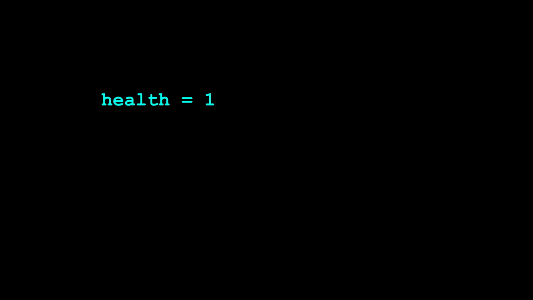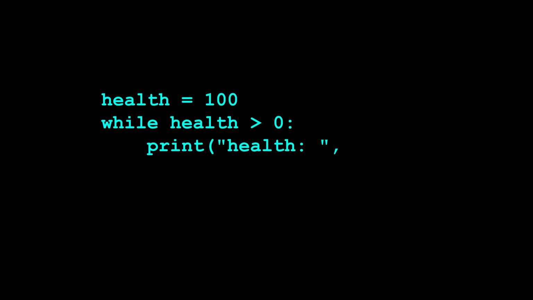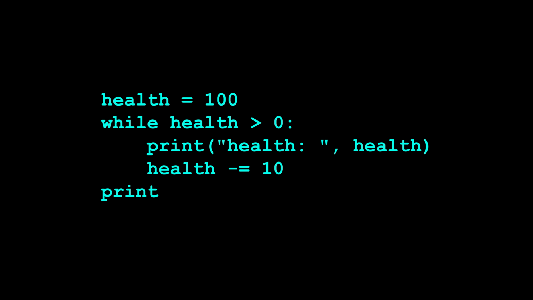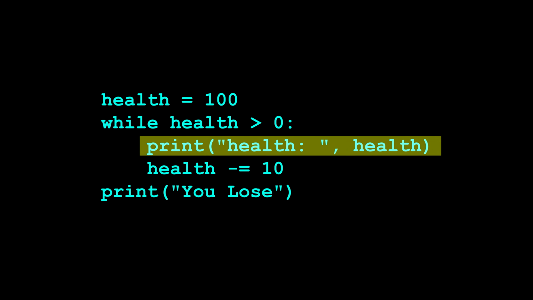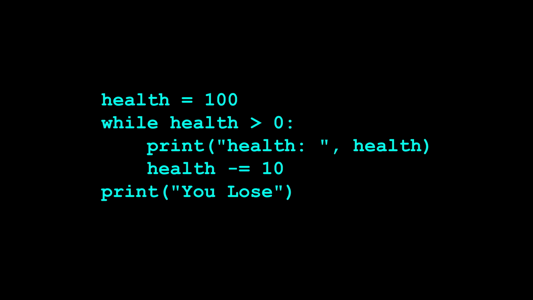Another common type of control structures are while loops. In Python, while loops are formatted like this, allowing us to repeat a specific block of code until a condition is met. In this example, we are looking at health like in a video game. We will print the value of health and then decrease the health by 10 until the value of health is no longer greater than 0. It is important to always modify the variable used in the condition, or else you could end up with an infinite loop.